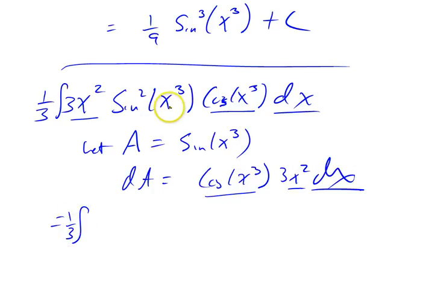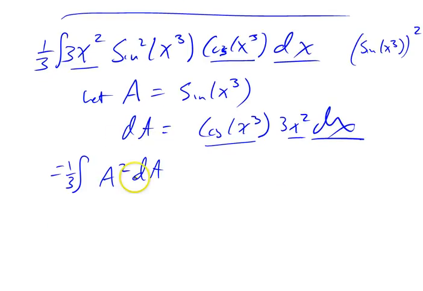The sine squared of x cubed. Remember, there's hidden parentheses in there. That literally is the sine of x cubed, squared. So that's actually an a squared. And then all the rest of this stuff, 3x squared cosine x cubed dx, that's the da.